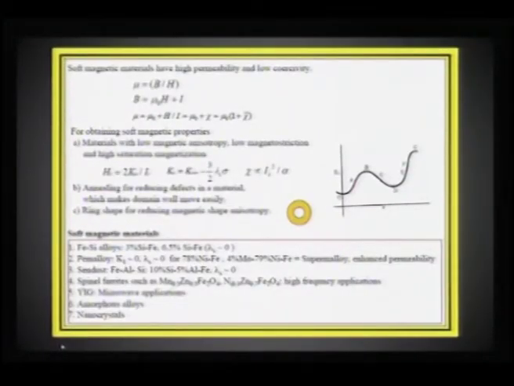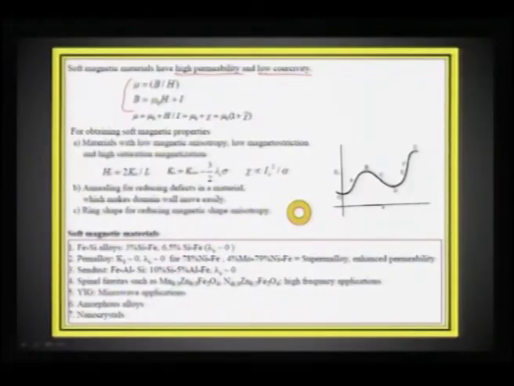When we talk about soft magnetic materials, we need to understand they have high permeability and very low coercivity. If coercive force is very low and permeability is very high, then you can categorize that to be a soft magnetic material. Permeability is given by mu, where mu is equal to B by H. So, B is your magnetic induction, and for obtaining soft magnetic materials there are some clues.